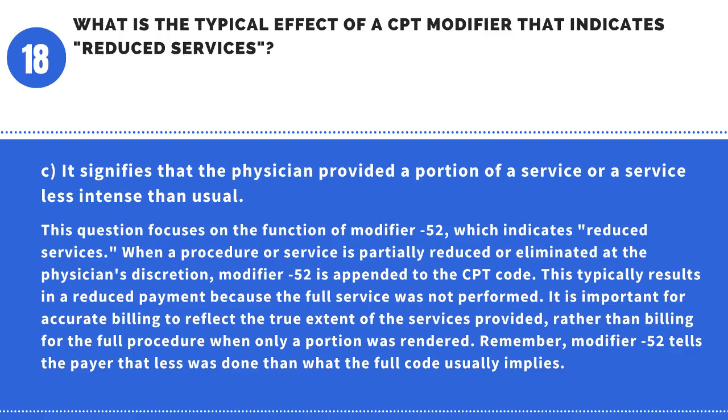It is important for accurate billing to reflect the true extent of the services provided, rather than billing for the full procedure when only a portion was rendered. Remember, modifier -52 tells the payer that less was done than what the full code usually implies.